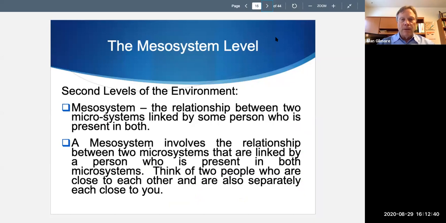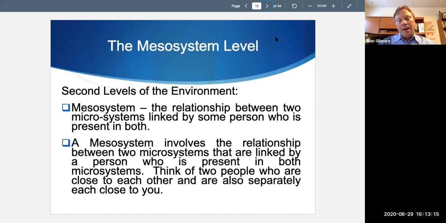So the second level of the environment is the Mesosystem. The Mesosystem is very unique in terms of that you're looking at the relationship between 2 microsystems linked by some person who is present in both. So let's see if we can dig a little bit deeper into that. So the Mesosystem involves the relationship between 2 microsystems. So think about all of the people that you saw revolving around Harry in the last slide that are linked by a person who is present in both microsystems.